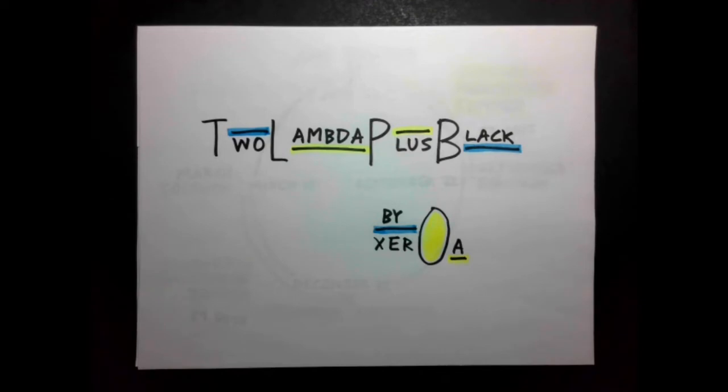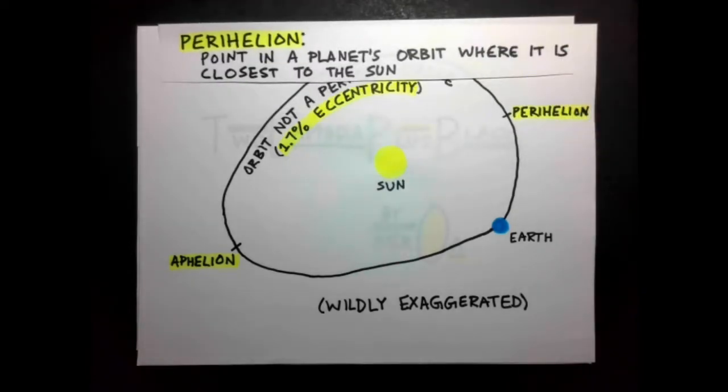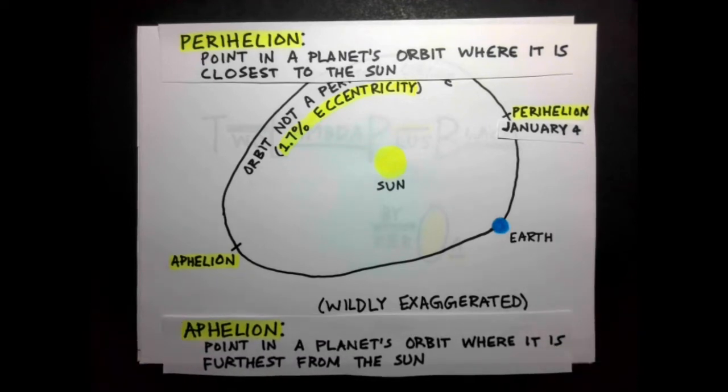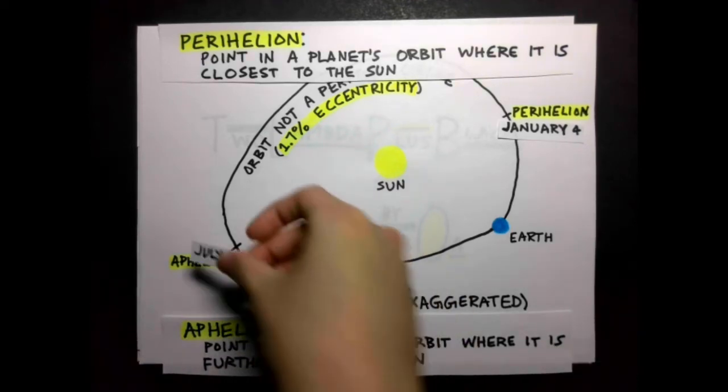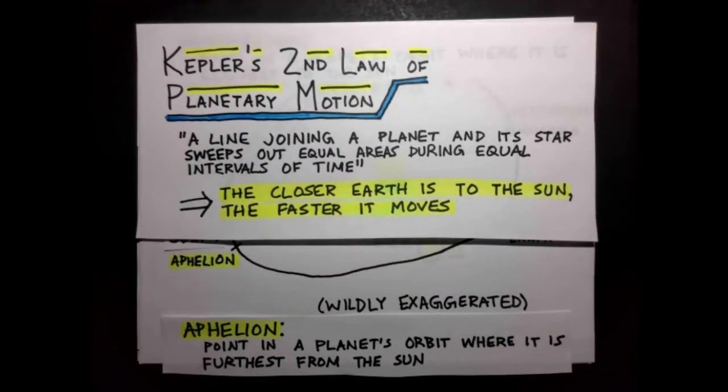The Earth's orbit around the Sun is ever so slightly elliptical, about 1.7% deviated from a perfect circle by eccentricity. Earth's perihelion, where Earth is closest to the Sun along the orbit, occurs in early January, on average on January 4th, and Earth's aphelion, where Earth is furthest from the Sun along the orbit, occurs in early July, on average on July 4th. Kepler's second law of planetary motion states, "A line joining a planet and its star sweeps out equal areas during equal intervals of time," which in less technical terms means that, for instance, the Earth moves faster the closer it is to the Sun.